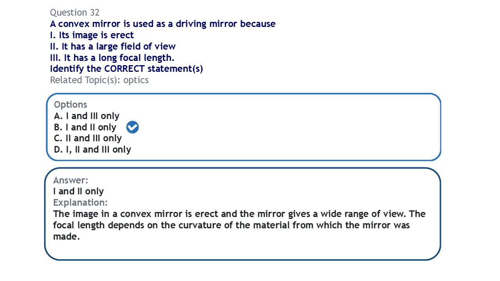But here, it has a long focal length. That is not exactly true. It depends on the curvature of the material from which that mirror has been made, the radius of curvature of that material. That's what will determine the focal length. But we can say of the image that it is erect and that the mirror gives you a wide range of view, covering a large field of view. So you have I and I only.